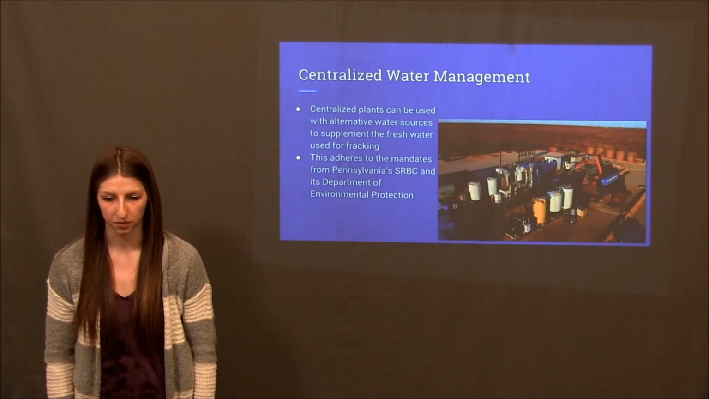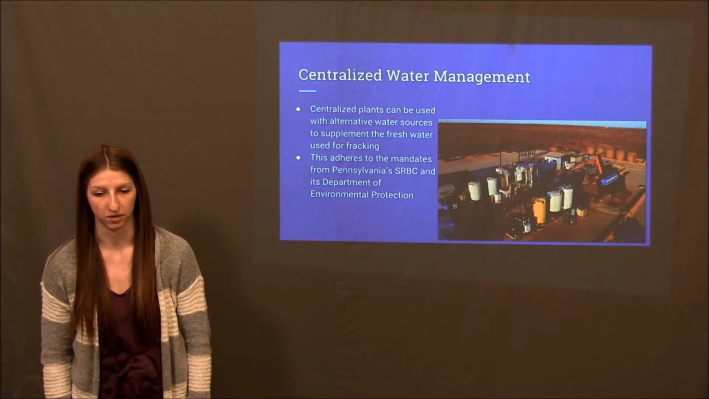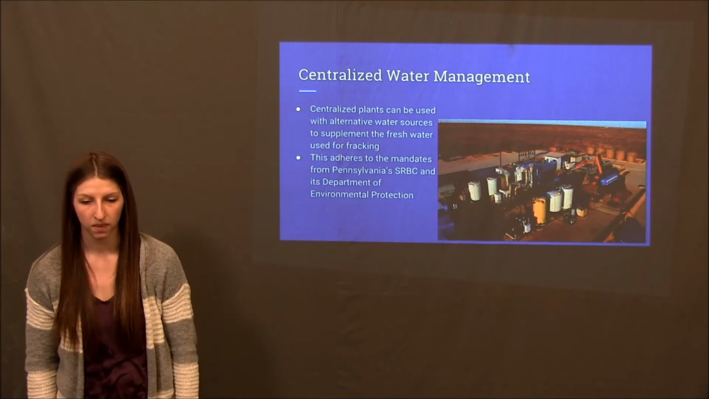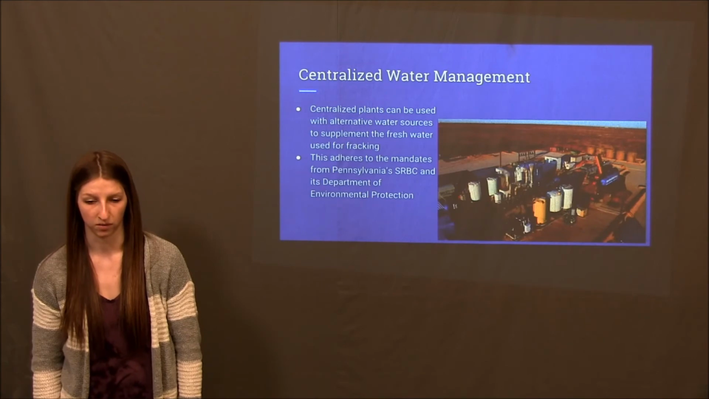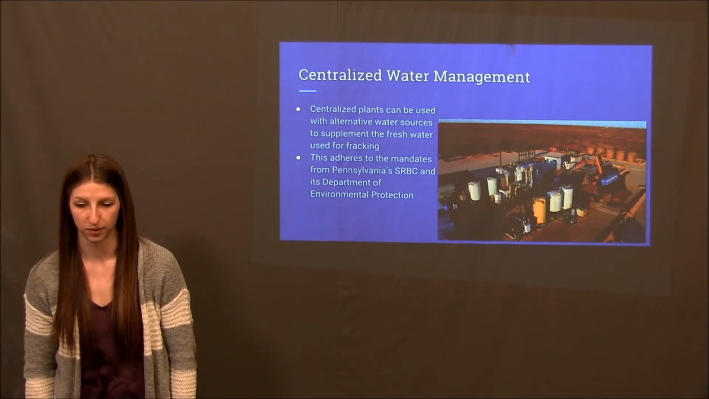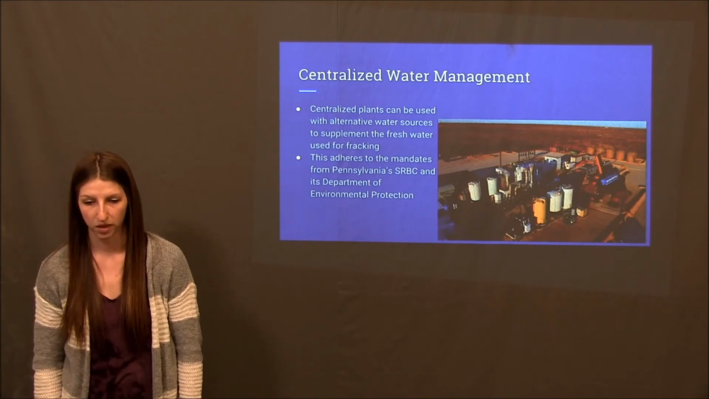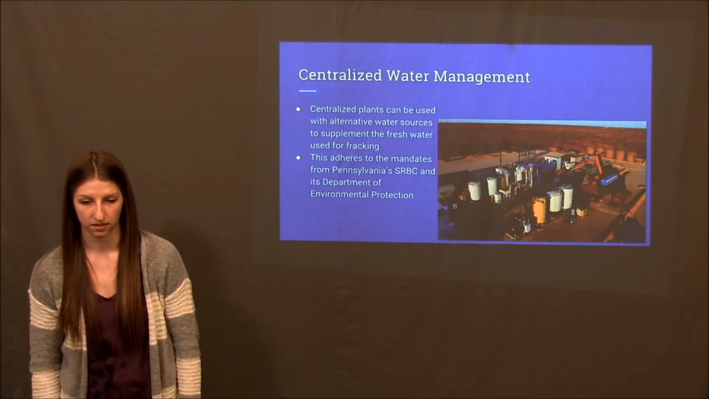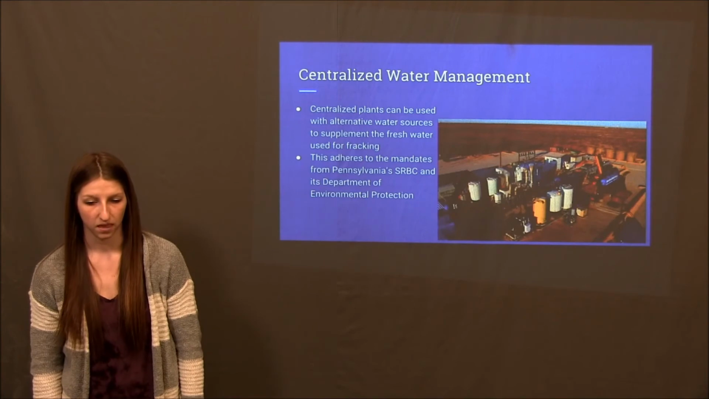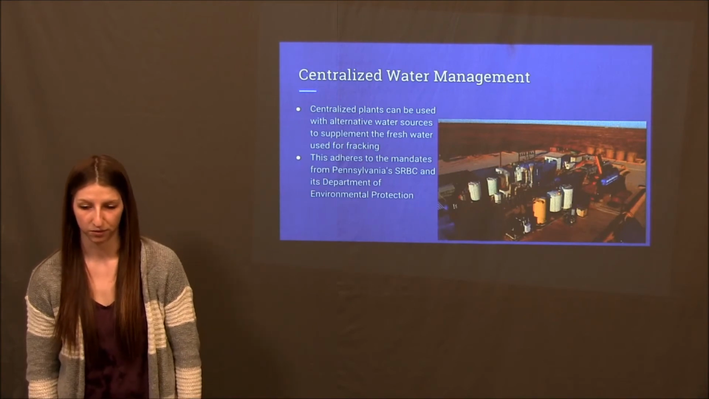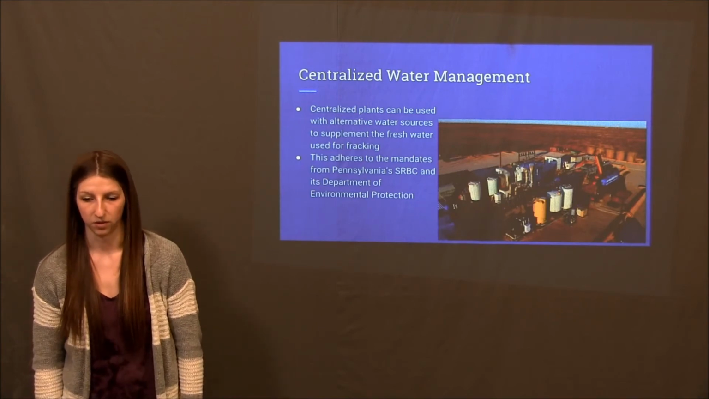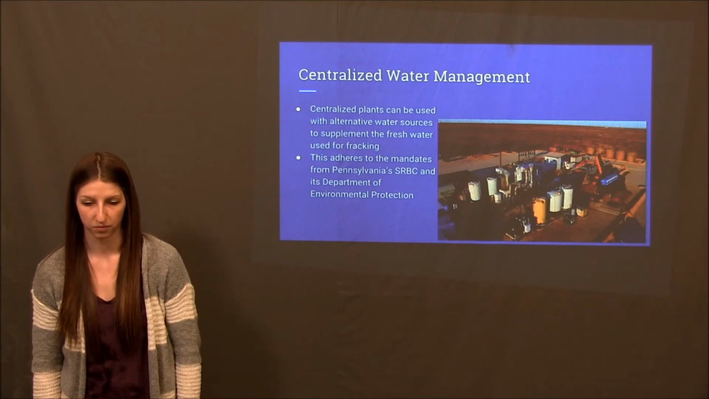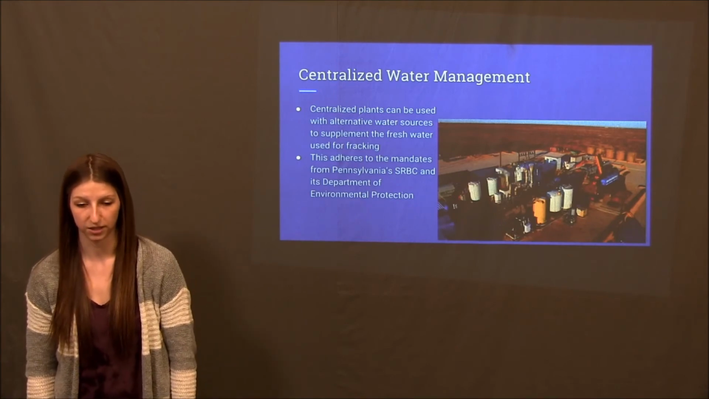Centralized plants can be used with alternative water sources to supplement the fresh water that is used for the fracking. These alternative sources include water from abandoned mines, stormwater control basins, and power plant cooling water. This adheres to the mandates from Pennsylvania's SRBC and its Department of Environmental Protection. They work to increase the reuse of water for fracking and also increase the use of alternative water sources such as treated wastewater and acidic mine drainage.